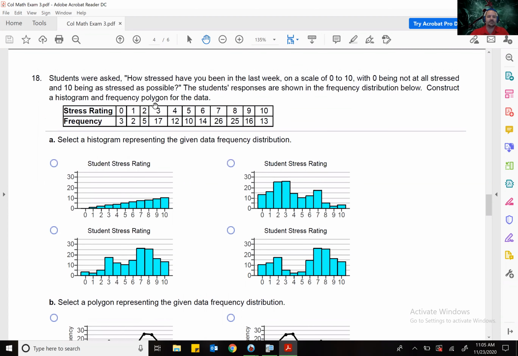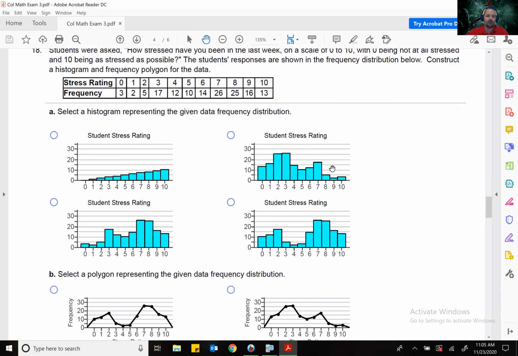So what you're looking at, it says students were asked, how stressed have you been in the last week on a scale of 0 to 10, with 0 being not at all stressed and 10 being as stressed as possible. The students' responses are shown in the frequency distribution below. Construct a histogram and frequency polygon.